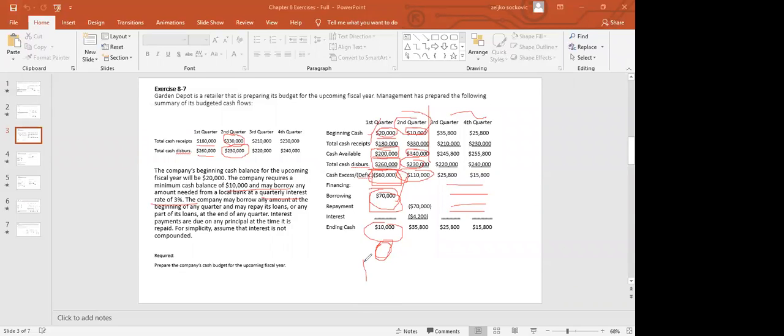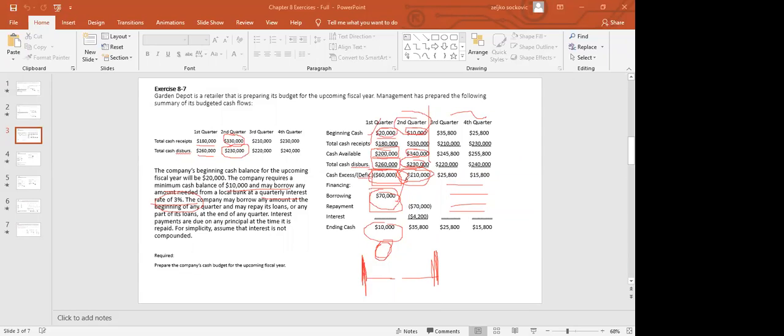So we will borrow it here at January 1st, first quarter, January 1st. And we will repay it at the end of the quarter when we have the money to pay for it. And we have enough money here to repay the full 70. So it will be at the end of the second quarter. So we have 2 periods here, right? 2 periods. Why is this important? Because the interest will be calculated on that basis, right?